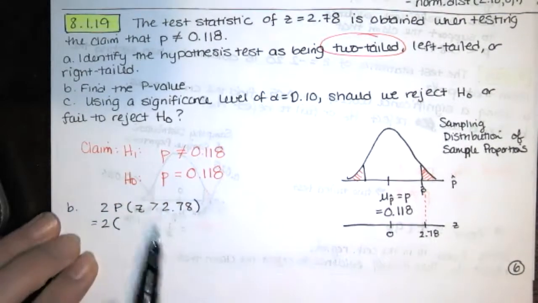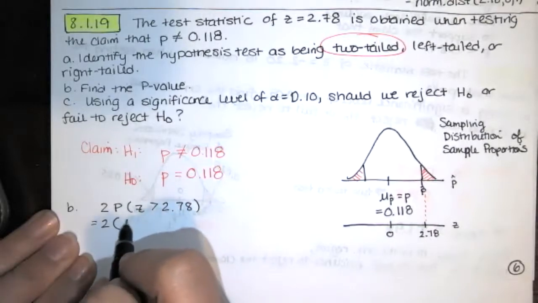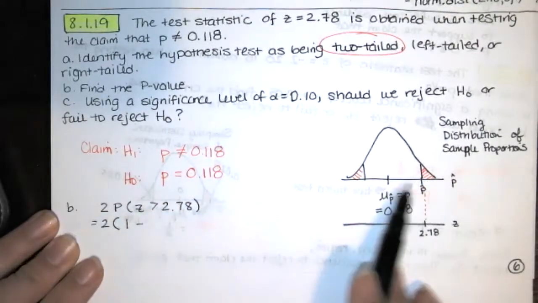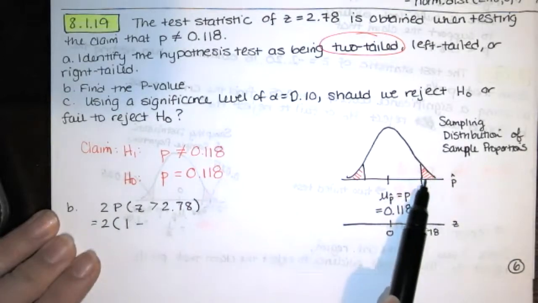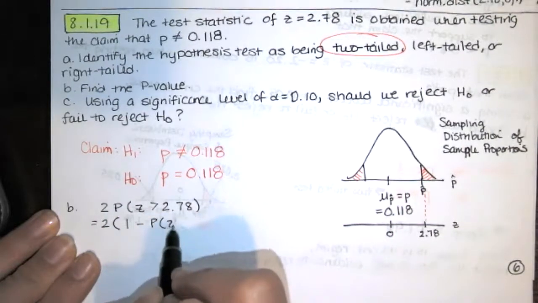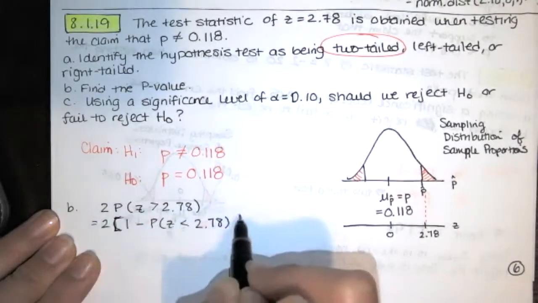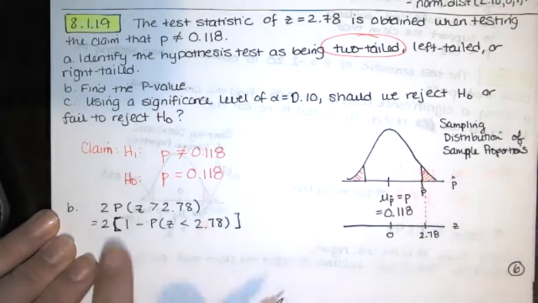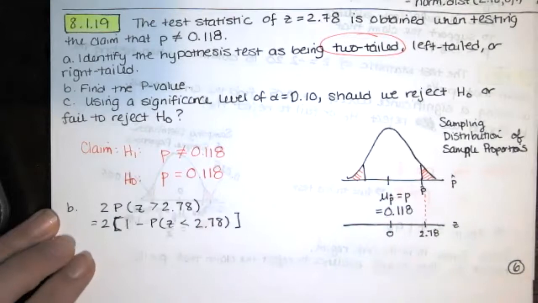Now, we don't have areas to the right in our table. We only have areas to the left. So if we want the area to the right, we can find it by taking 1 and subtracting the area to the left. So that's the probability that z is less than 2.78. We take 1 minus that area to the left, which gives us the area to the right, and then we double it because we want the area on both sides, the mirror image.